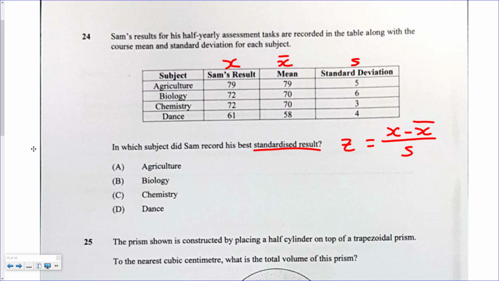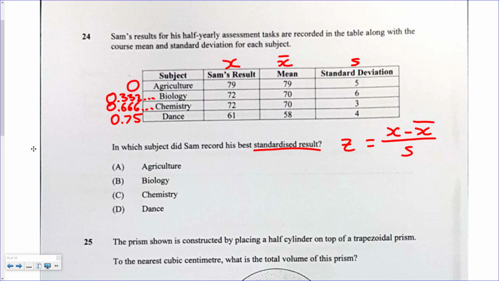So what we want to do basically is find the Z-score for each of these and just see which one's the biggest, because that would be the best standardized score. Once we do that, we find the Z-score for the first one at 0. We find the Z-score for the next one at 0.333, and it just goes on forever. The next will be 0.666, just goes on forever. And then the last one is 0.75.